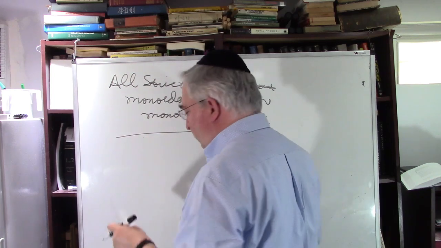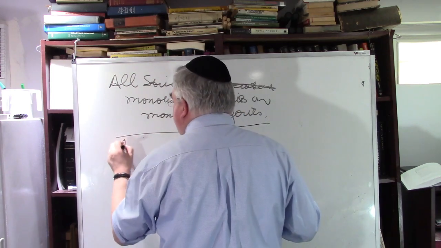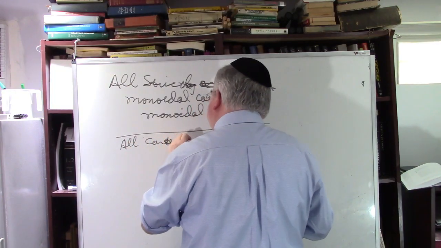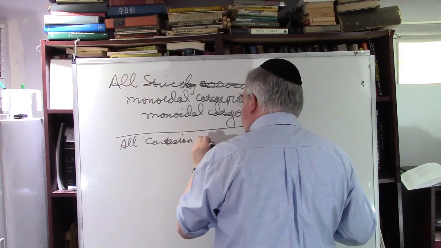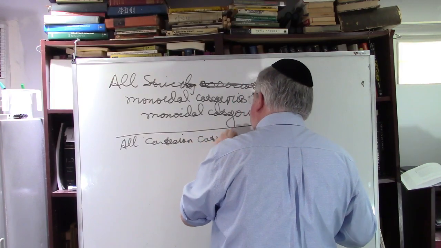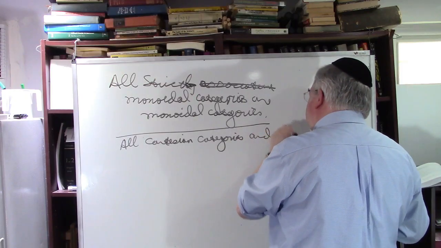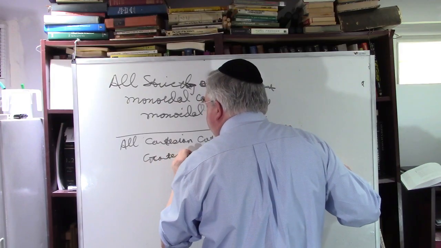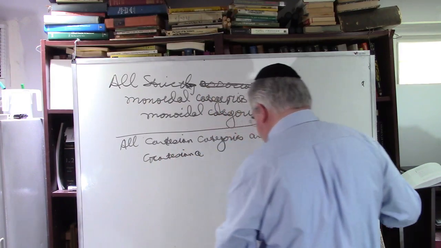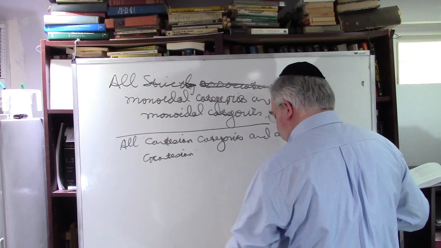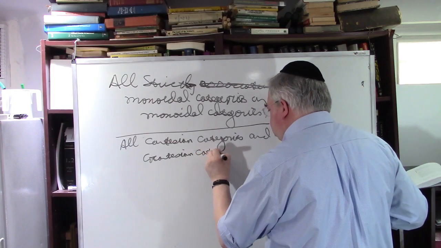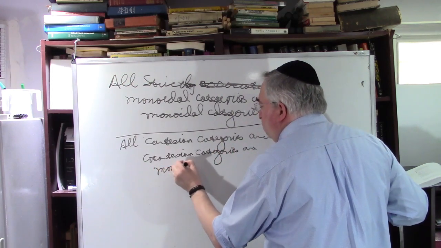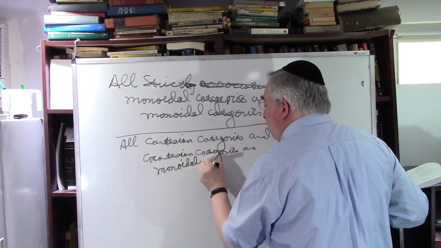Okay, so what's the difference? All, every. Right. Okay. All Cartesian categories and all co-Cartesian categories are monoidal categories.